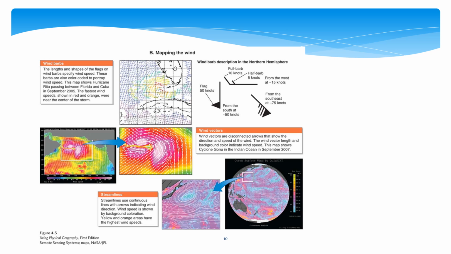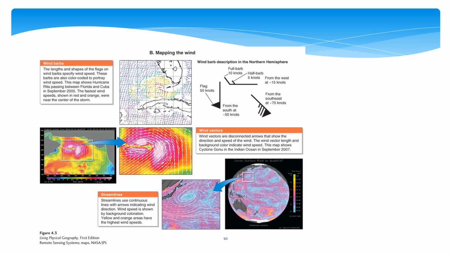So it's just like an arrow. Think about shooting a bow. Where the little feather is, that's the back. That's where the wind is blowing from. And then the shaft is pointing towards where it's going. Then we can use these little barbs on the arrow shaft here to describe speed.